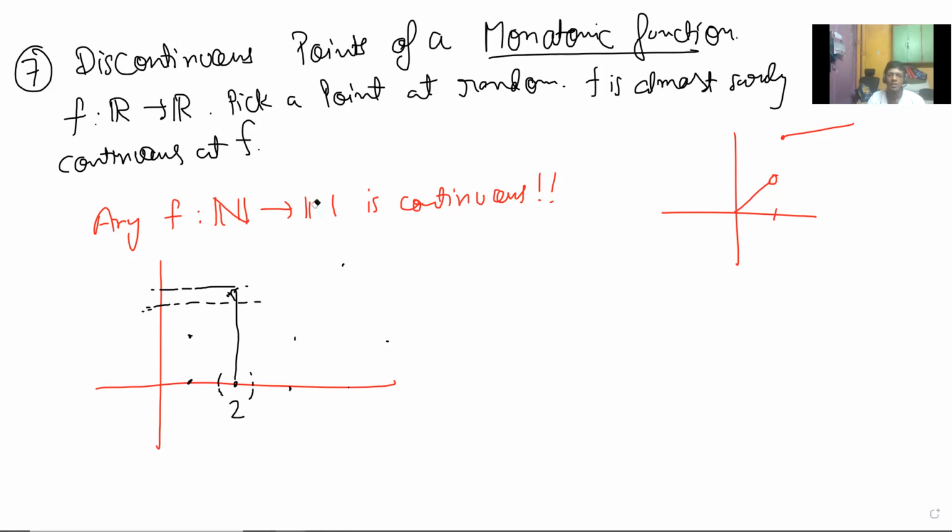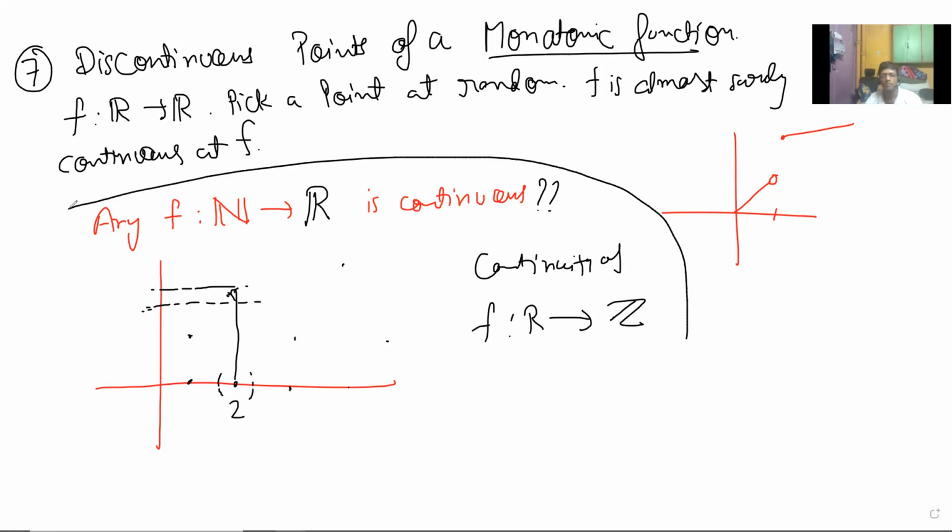Okay. So that's the thing. Now you guys can think about N to R. I think this is not very interesting. What is more interesting is this, or just Z. That doesn't matter, but let's put Z for safety. Continuity of these two are very interesting questions. At least the second one is interesting.